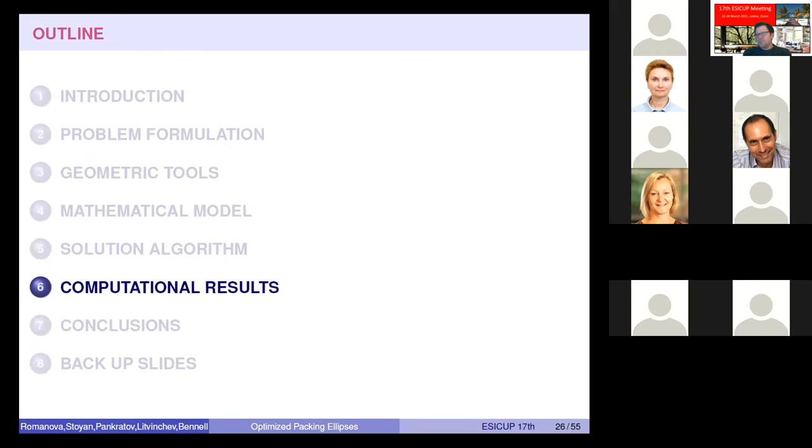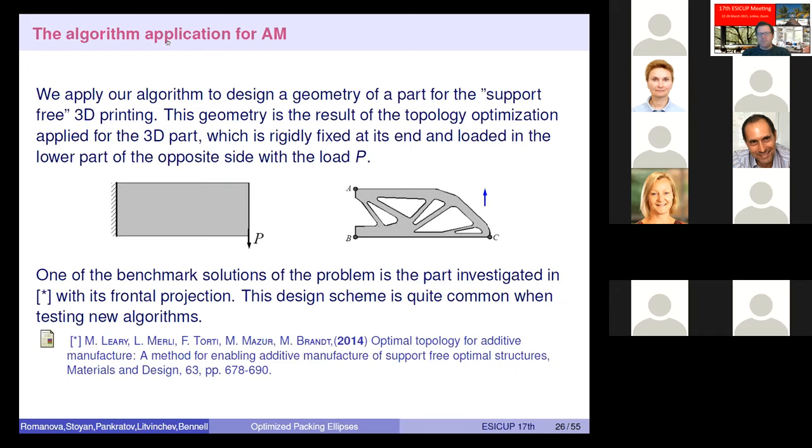And the most interesting part of my talk is the computational results with application. We apply our algorithm to design a geometry part for support-free 3D printing. And this geometry is a result of topological optimization applied to this 3D part, which is rigidly fixed at its end and loaded in the lower part of the opposite side. And one of the best matching solutions of the problem is a part investigated in this paper. And this design scheme is quite common when testing your algorithm.